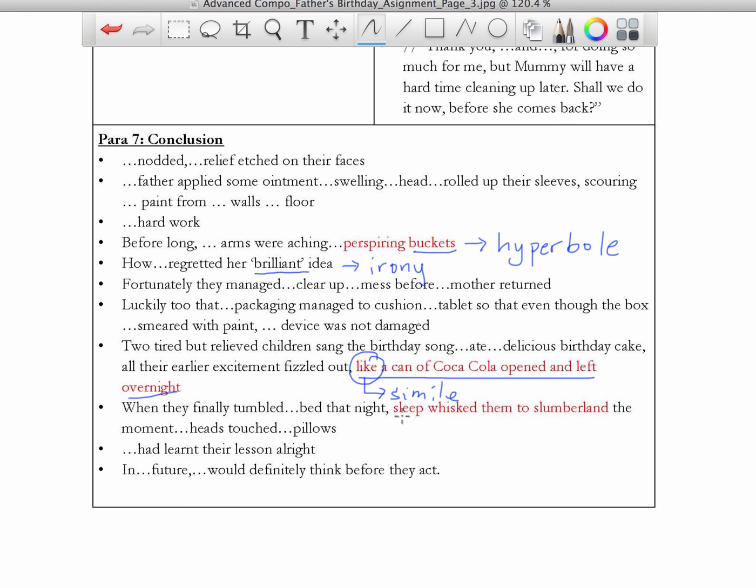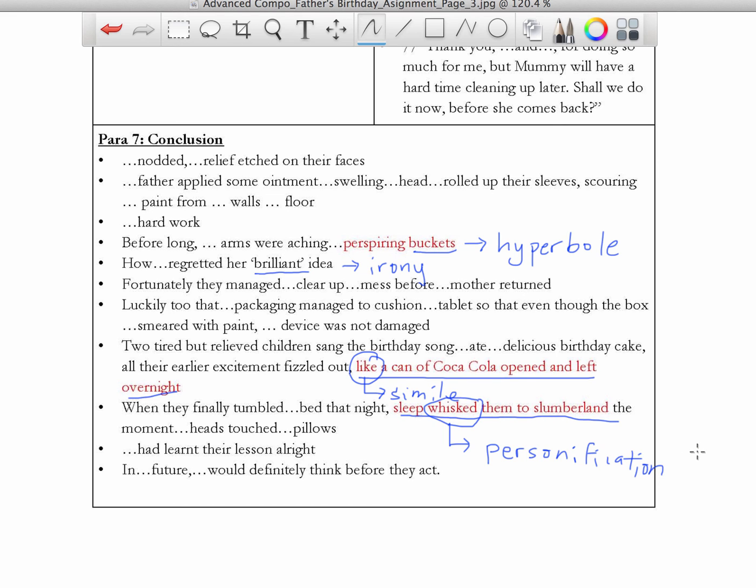Last figure of speech that we have here: "sleep whisked them to slumberland." What figure of speech is this? We are giving an animate quality to sleep, right? Because whisking is an action that's only done by living things. So this would be personification.